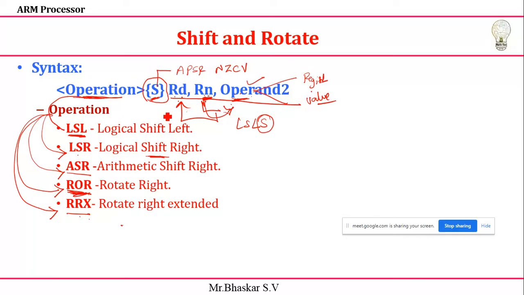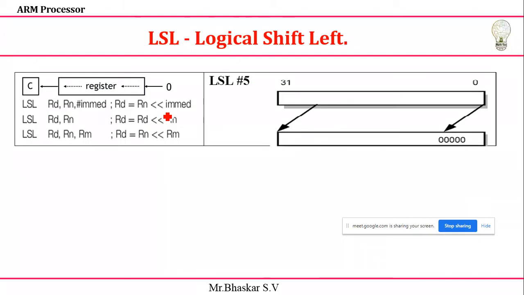We'll go one by one through the instructions. The first one, just put the heading LSL, logical shift left. Suppose I want to shift the data to the left side, I want to move this way. For example, here I'm going to take 32 bits of data. 32 bits of data means I have 0 to 31. This is my data. I want to shift some bits. Here it is bit moving.